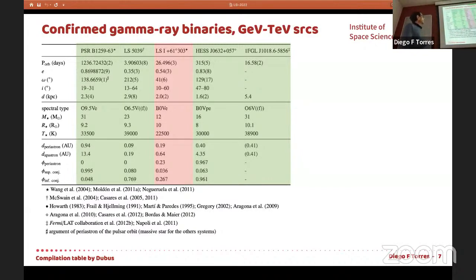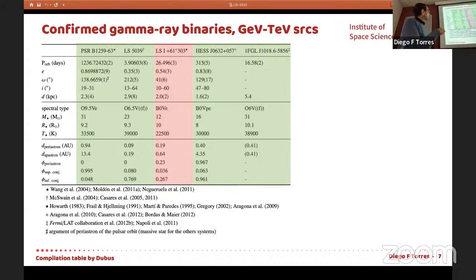So at the end, there are these 5 confirmed. There are other candidates, but let's focus on this. And in particular, I will focus on this source, LSI-61303, that to me is the most interesting. And I will try to show you some results for that.